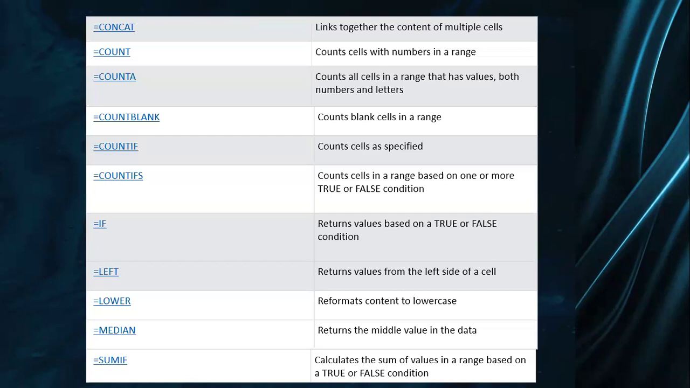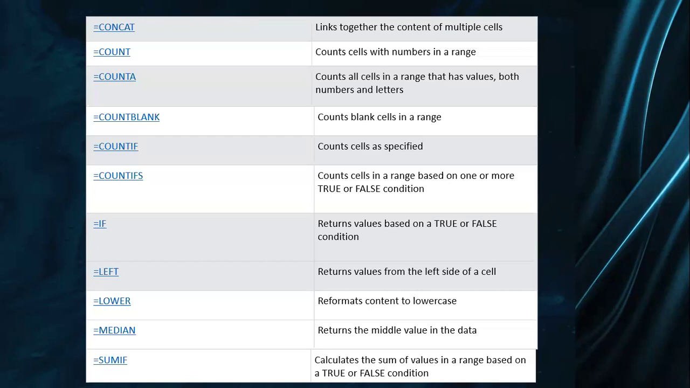We have the COUNTA function which can count the non-blank values as well as text values, and COUNTBLANK is used to find the blank values. COUNTIF function is there, which contains a condition. If the condition is true, then it will count the numbers, right? And we have the IF function, where first we give a logical condition. If the condition is true, then it will give the result, right?